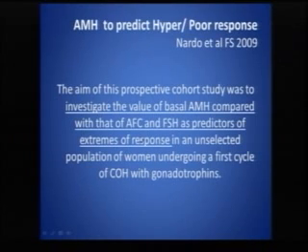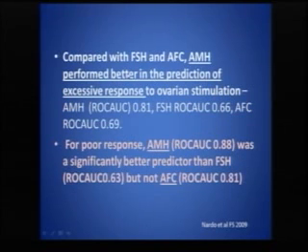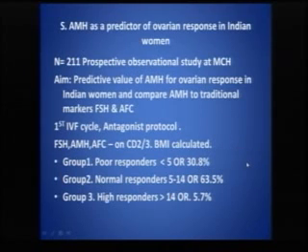Now, Nardo also looked at AMH, AFC and FSH as predictors of extremes of response, and what he found was that AMH and AFC were significantly raised in the high responder group and decreased in the poor responder group. Compared with FSH and AFC, AMH performed better in the prediction of excessive response to stimulation, whereas for poor response, AMH was a better predictor than FSH, but not AFC. That means AMH and AFC predicted poor response similarly, but in the hyper response, AMH was better.